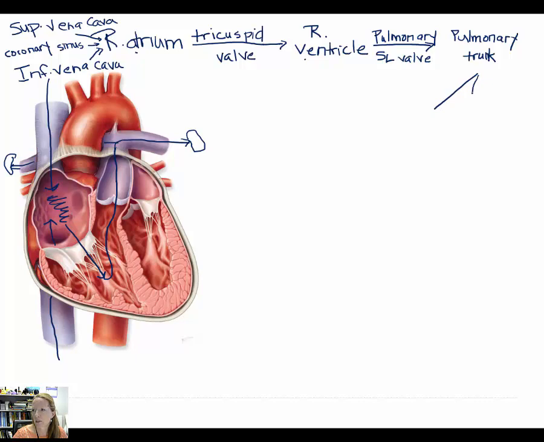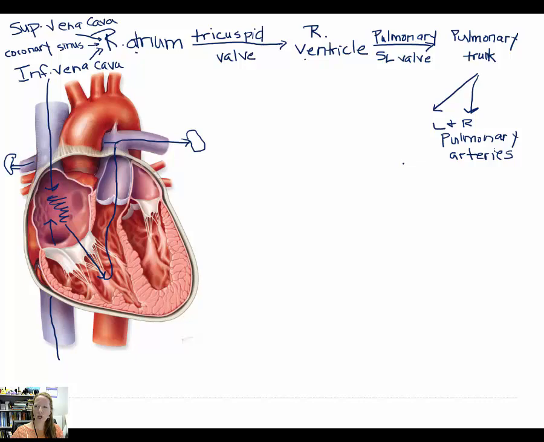So let's bring arrows out. So you have a left and right pulmonary, and it is bringing blood away from the heart. So these are pulmonary arteries.